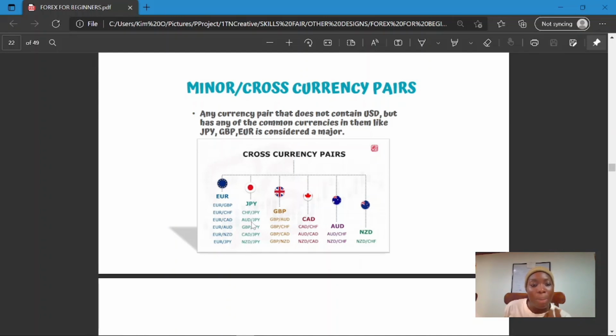Remember, I said that the Japanese economy always thrives on selling, so they will always be on the selling side. Now let me quickly explain the buy side and the sell side. Any currency in the pairing that is on the left side is the buying currency, and any currency that is on the right side is the selling currency.